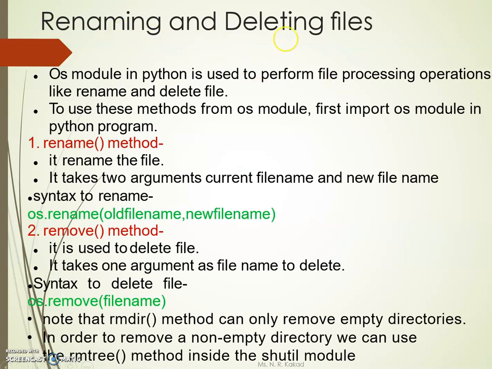Next is renaming or deleting a file. To rename a particular file, we have to use this syntax, that is os.rename, in brackets the old file name and the new file name. Now our file will have this new file name. Next is the remove method. The remove method is used to delete files. The syntax of the remove method is os.remove and we have to mention the file name. Then it will be deleted from the memory.